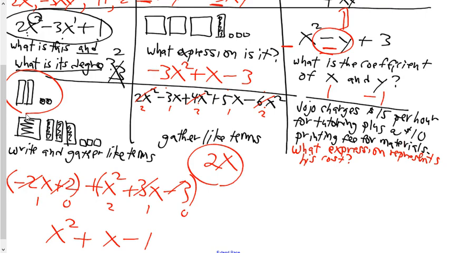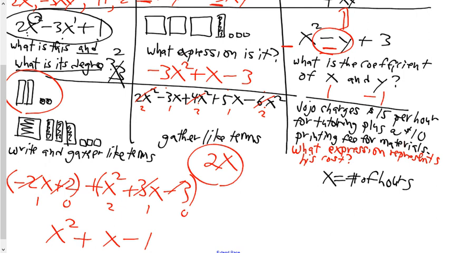JoJo charges $15 an hour for tutoring plus a $10 printing fee for materials. What expression represents his cost? First thing you need to do, you need to define your variable x equals number of hours. You could also use h, which is probably more appropriate. I just tend to be a person who loves the variable x because it's classic.